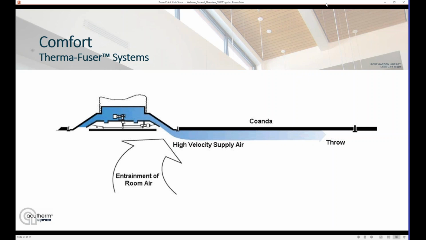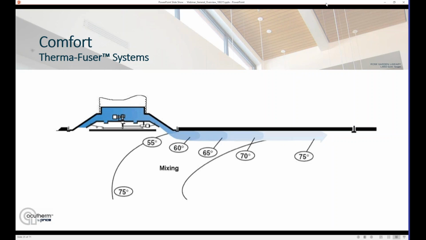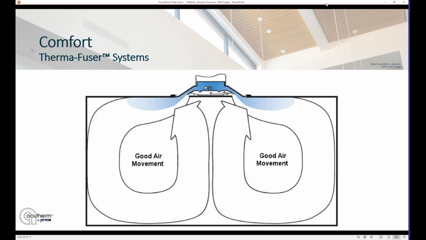So as we start to combine these forces, the first thing we get is mixing. We're mixing that room air into the supply air, and then we're moving it out and around the room. So the Coanda holding the cold air up, the throw moving the air out, the entrainment drawing the room air in, all of this leads to good room air movement, good mixing. And this is critical for your ceiling forced air systems, as they are designed to mix the space, and by mixing it, you get that nice even temperature throughout the space.